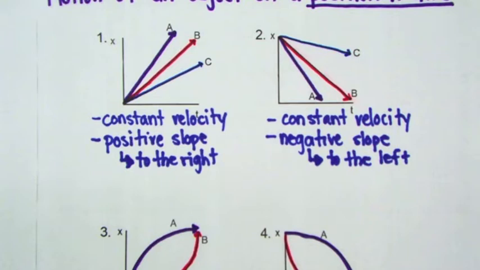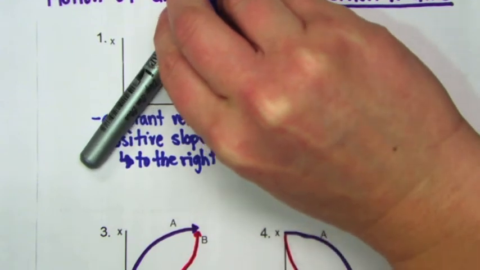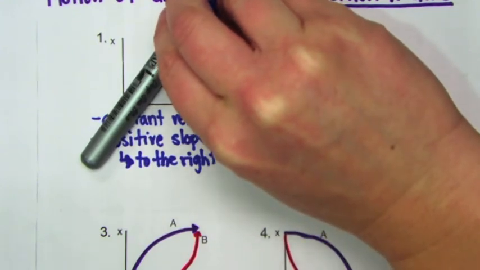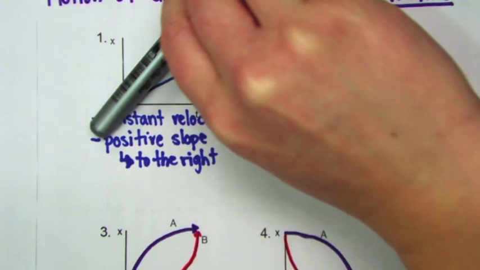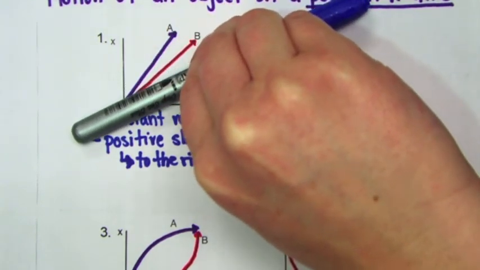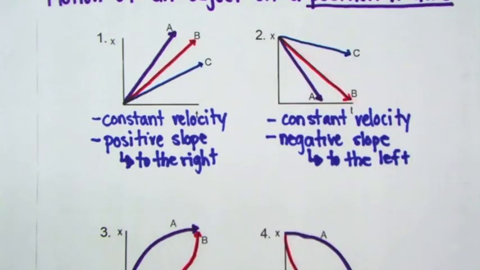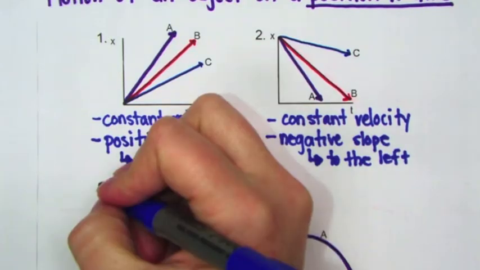Okay. Does that hold true for number 2 in the negative direction? A is more vertical. So A is the fastest and C is the slowest. Okay? Now let's look at our curved lines, in that the velocity is changing the entire trip. Now my object is accelerating.